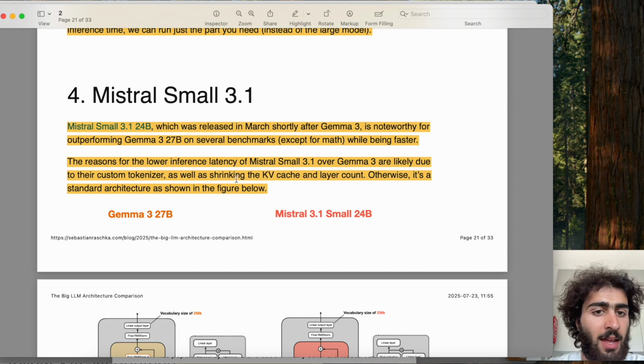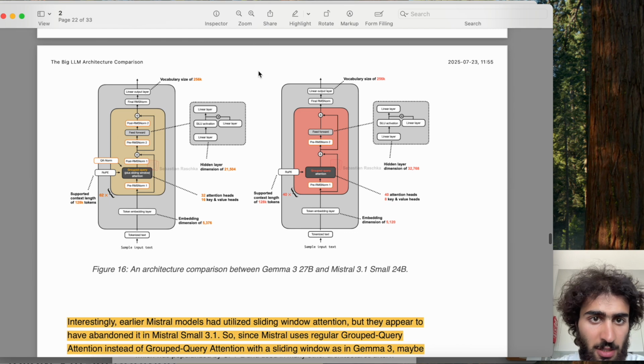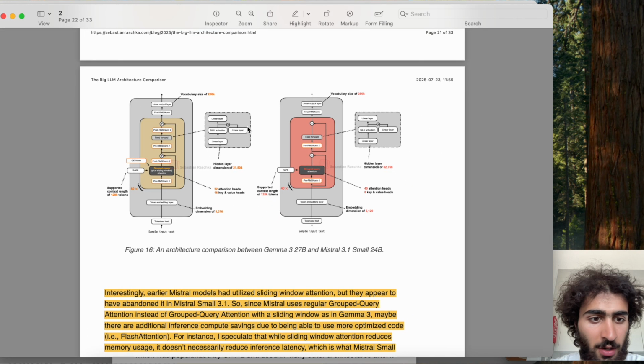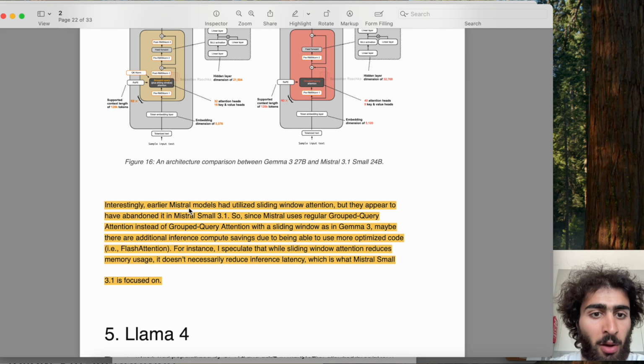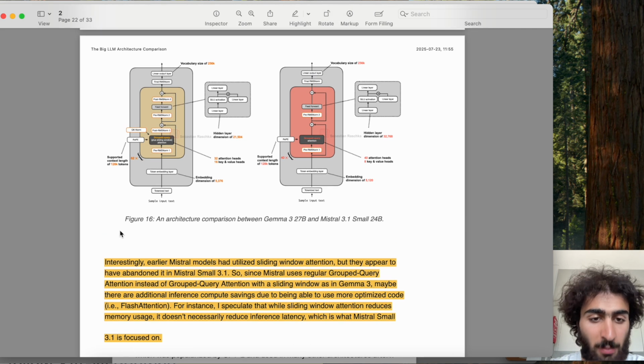And other ways that it's faster in terms of latency is a custom tokenizer as well as a smaller KV cache, but it's a standard architecture otherwise, which is dense. So if you'd like to look at the specific parameters, then please pause the video. And earlier Mistral models had utilized sliding window attention, but they have abandoned it in Mistral Small 3.1.